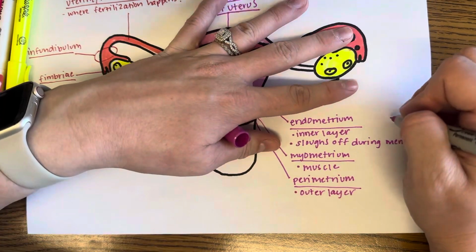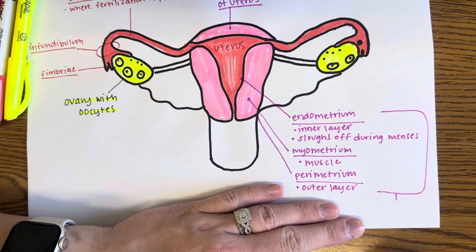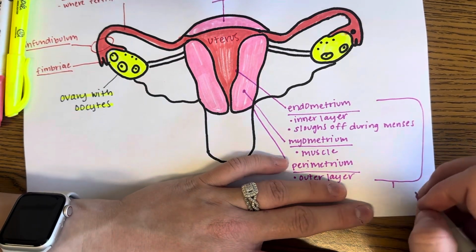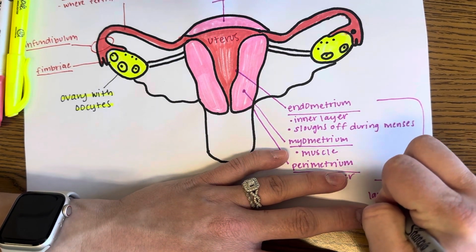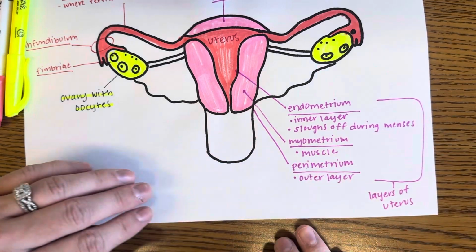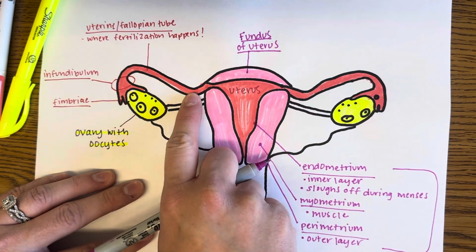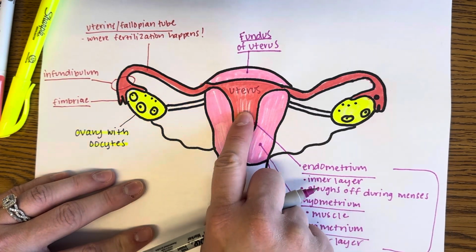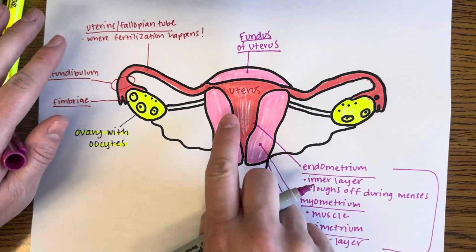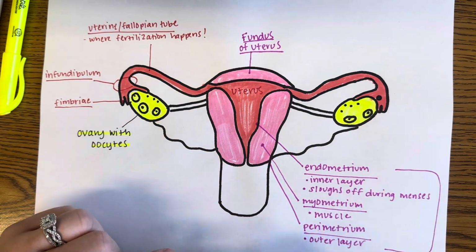All right. So what we can do is put a bracket around these just to remind ourselves that we labeled the layers of the uterus. So this is where, if we have fertilization of an egg, that will come down and implant itself here in the uterus, and then it can grow into a fetus.